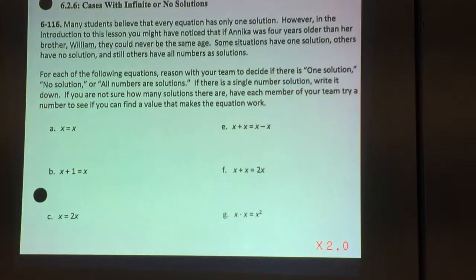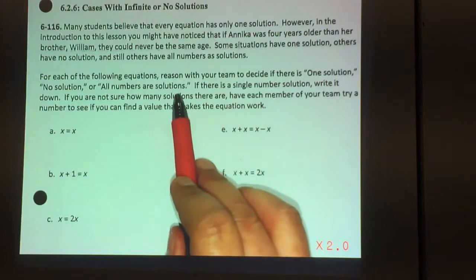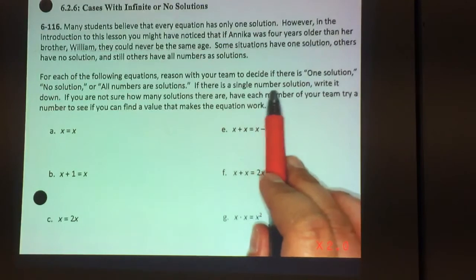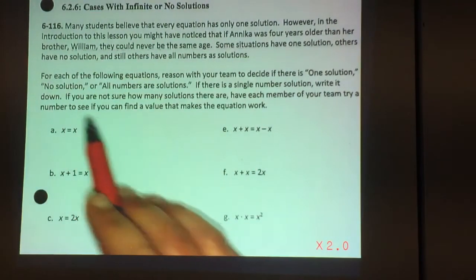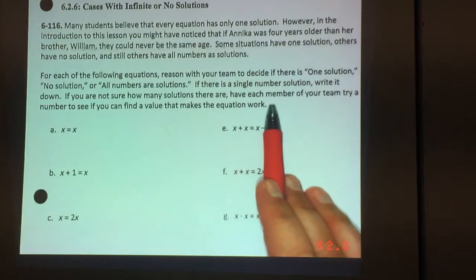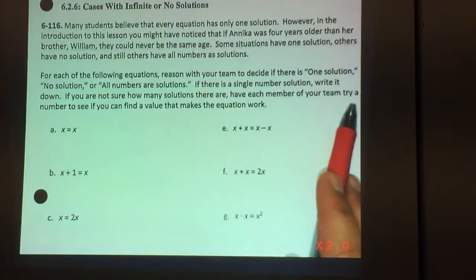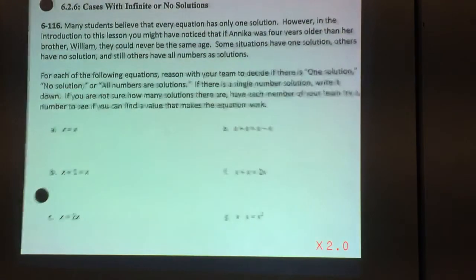For each of the following equations, reason with your team to decide if there is one solution, no solutions, or all numbers are solutions. If there is a single number solution, meaning one answer, write it down. If you are not sure how many solutions there are, have each member of your team try a number to see if you can find a value that makes the equation work.